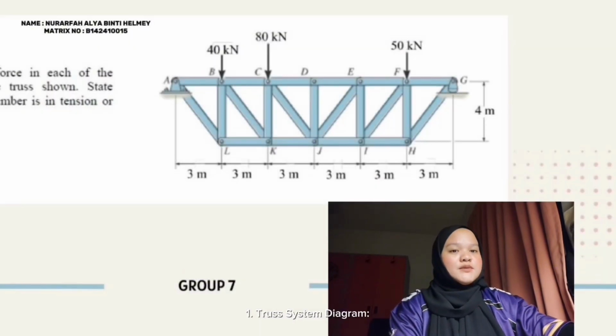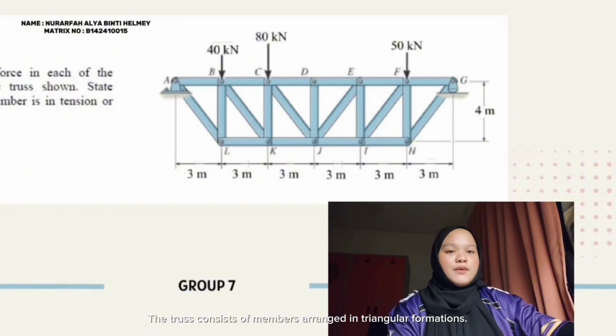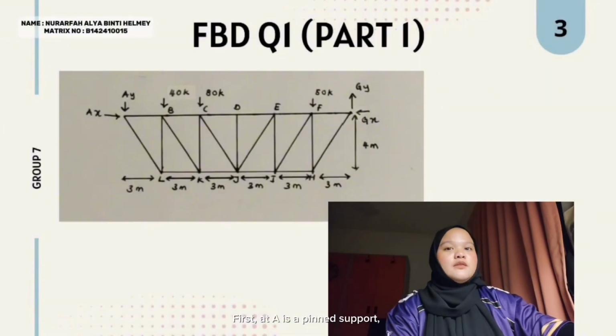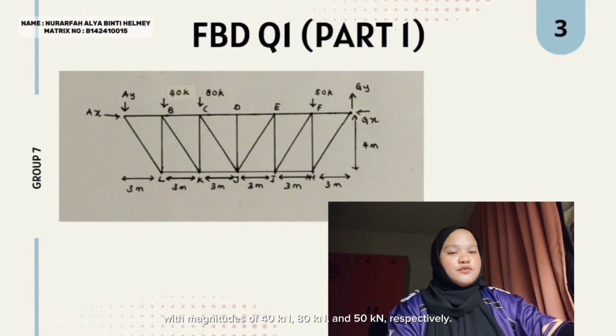First, the truss system diagram. The truss consists of members arranged in triangle formation. Supports are located at point A and G. First, point A is a pin support, allowing both horizontal AX and vertical AY reaction. Second, G is a roller support, allowing only a vertical reaction, GY. Loads are applied at nodes B, C and E with magnitudes of 14 kilonewton, 80 kilonewton and 50 kilonewton respectively.